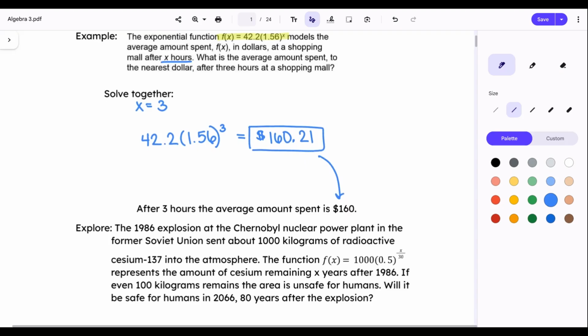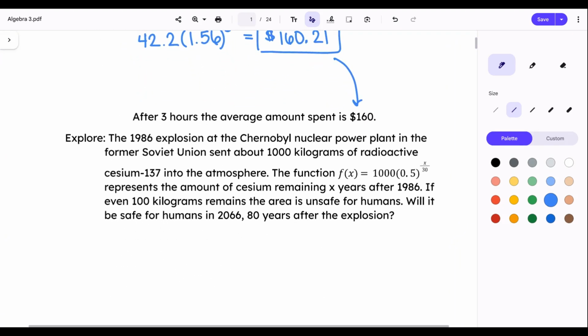All right, so let's look at another one here. This next one says that in 1986, the explosion at the Chernobyl nuclear power plant in the former Soviet Union sent about 1,000 kilograms of radioactive cesium-137 into the atmosphere. The function f of x equals 1,000 times 0.5 to the x over 30 represents the amount of cesium remaining x years after 1986. If even 100 kilograms remains in the area, it's unsafe for humans. Will it be safe for humans in 2066? So that's 40 years from now, which would have been 80 years after the initial explosion. So what do you guys think your x is for this problem?